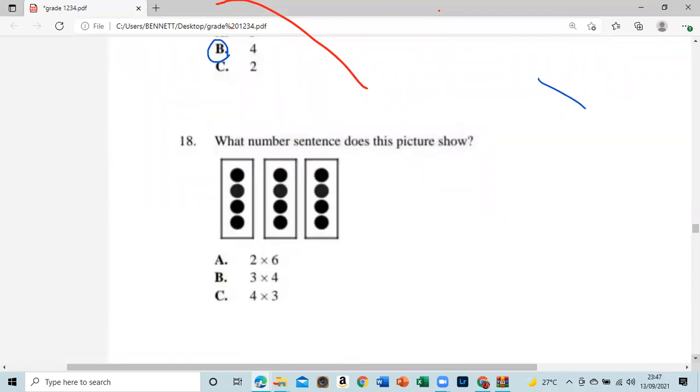All right, what number sentence does this picture show? Is it 2 by 6? Let us see. How many columns? 1, 2, 3, right? So it's 3 columns. How many in there, 4? All right, so is it 4 by 3, or is it 3 by 4? I know it's 3 columns, 1, 2, 3, and a 4.